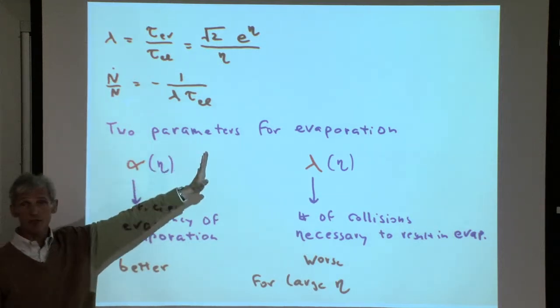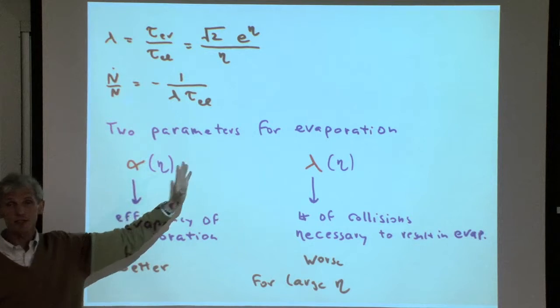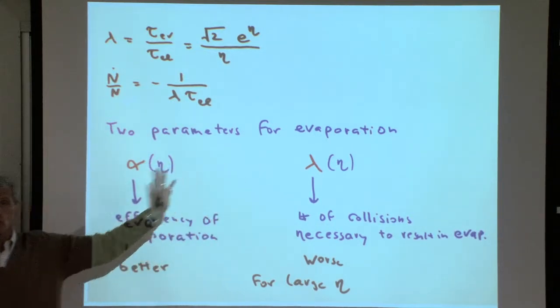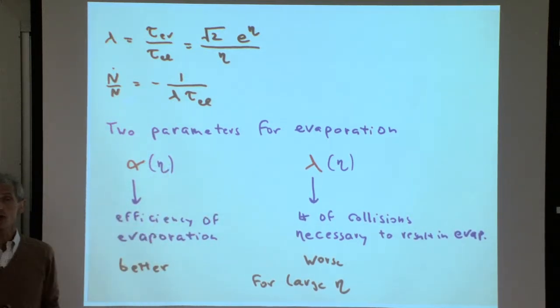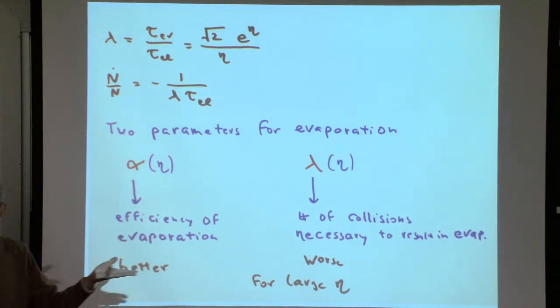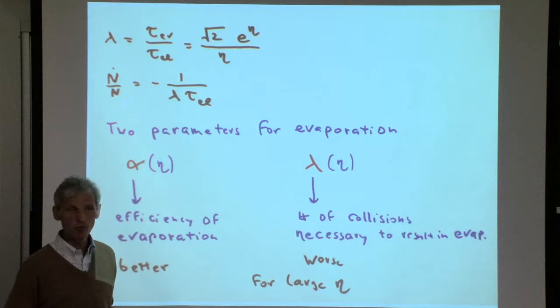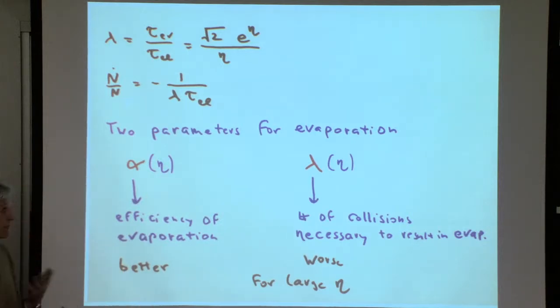If we set eta very high, following Colin's suggestion, we can put it so high that one atom can cool the whole system. One lost atom, one evaporated atom can cool all the other atoms to very low temperature. But we know that this would take too much time. So in other words, we have a compromise.